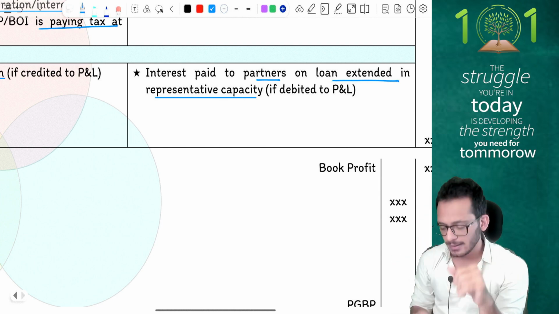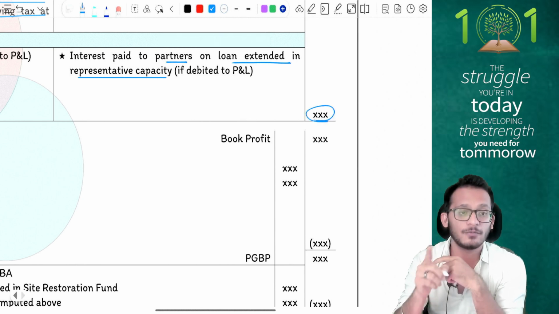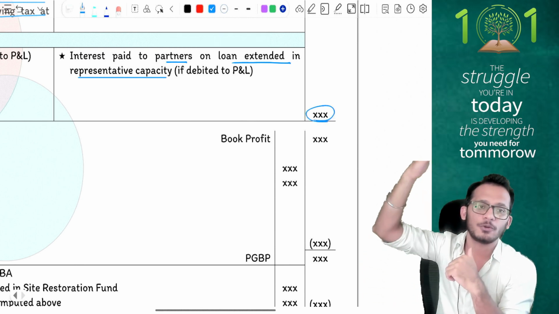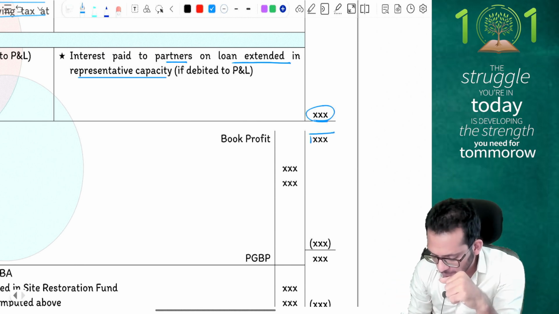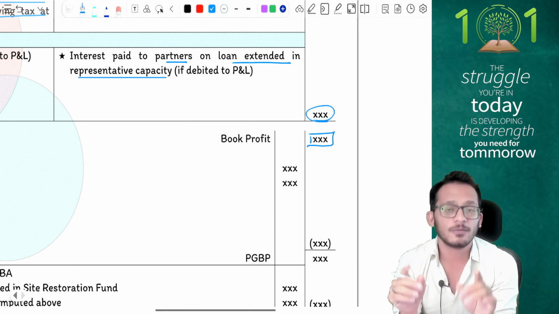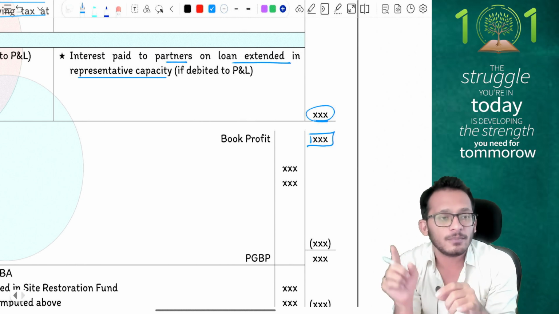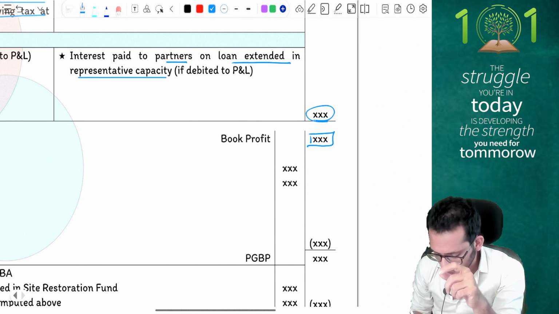Clear? Yes, great. If you do it till here, people, what we'll get is the whole adjustments which is required for PGBP. Now, we started with net profit before taxes and made all these adjustments. By this time, if you're a firm, you'll arrive at something called as book profits. Yes, this will happen only if you're a firm, people, so pay attention to it. If you're a firm, then you'll arrive at something called as book profit. If you're not a firm, you can directly ignore these steps and you'll arrive at PGBP.